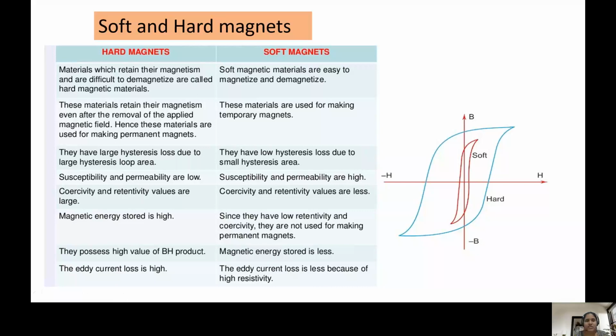So these are about the soft and hard magnetic materials, depending on the hysteresis curve. In the next video lecture, we will discuss the applications of the magnetic materials.